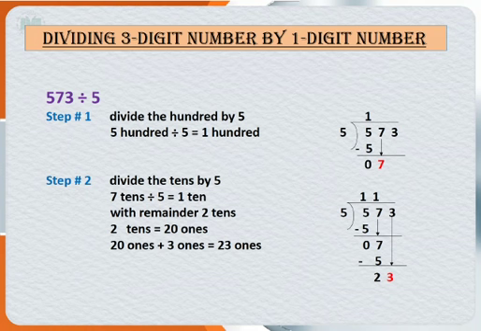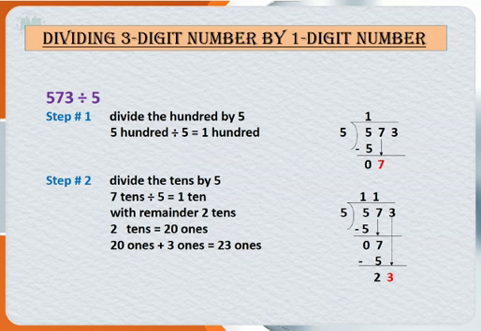Our today's topic is dividing 3-digit number by a one-digit number. Let's see the example. 573 divided by 5. 573 is a 3-digit number. It is divided by 5, which is one-digit number. In 573, 5 stands for 500, 7 stands for 7 tens, and 3 stands for 3 ones.